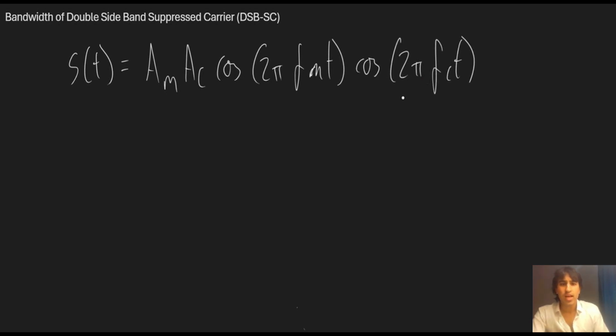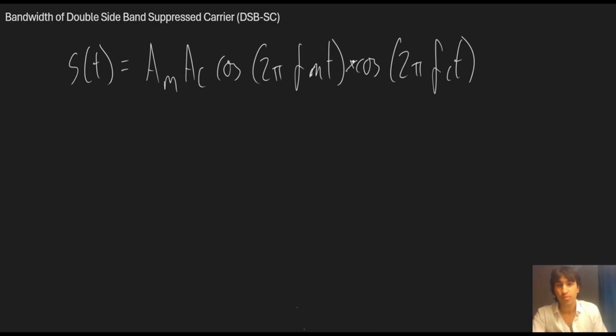Okay, so to get the bandwidth of the AM signal, we just need to find the range of frequencies present in the AM signal. So to do that, let's start with the calculation. Our equation for the double sideband suppressed carrier, which is s(t), the AM signal, is Am Ac cosine 2 pi fm t cosine 2 pi fc t. And so now to find the range of frequencies, we just do the multiplication.